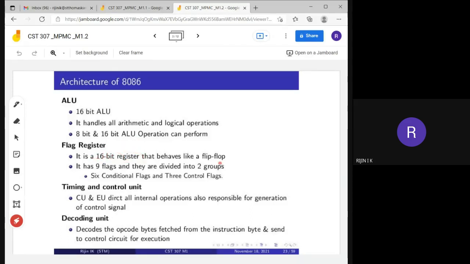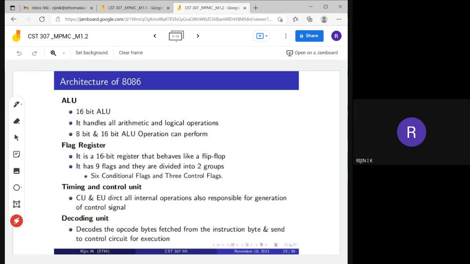It is like a flip-flop. There are 9 flags, which are divided into two categories: 6 conditional flags and 3 control flags. Then the timing and control circuit: it is the duty of the timing and control unit to generate the control signals. Then there is a decoding unit, which decodes the opcode bytes fetched from the instruction byte and sends them to the control circuit for execution.